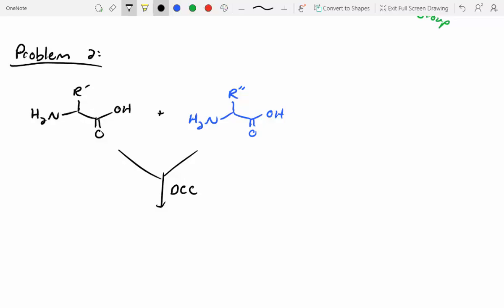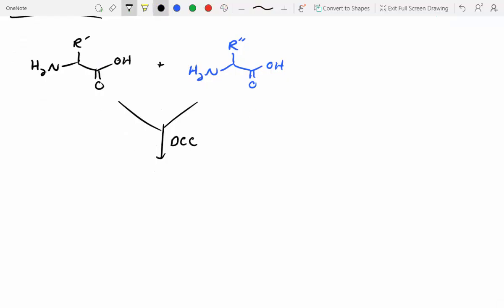I heard somebody say something in the back. Yeah, that's a good question. So if we think about it, we've got this nitrogen. This nitrogen could attack this carbonyl. Or this nitrogen could attack this carbonyl. Or this nitrogen could attack another equivalent of itself. You end up with this horrendous mixture of products. So let's take a look at a couple of them.